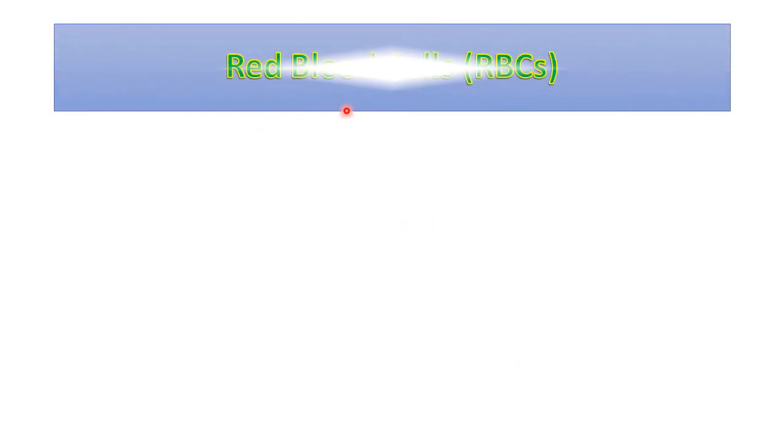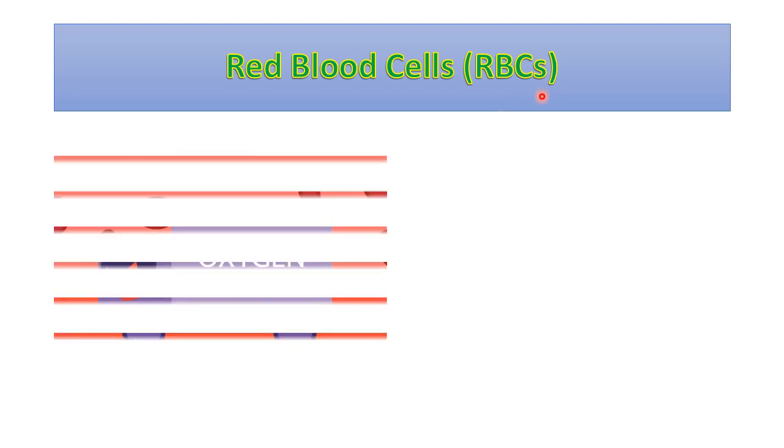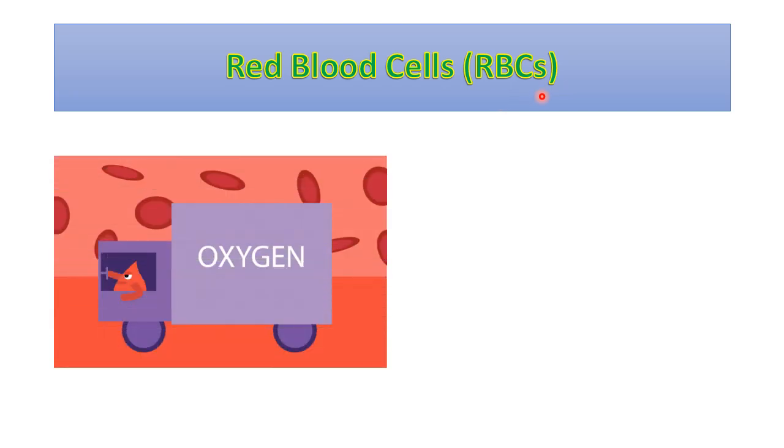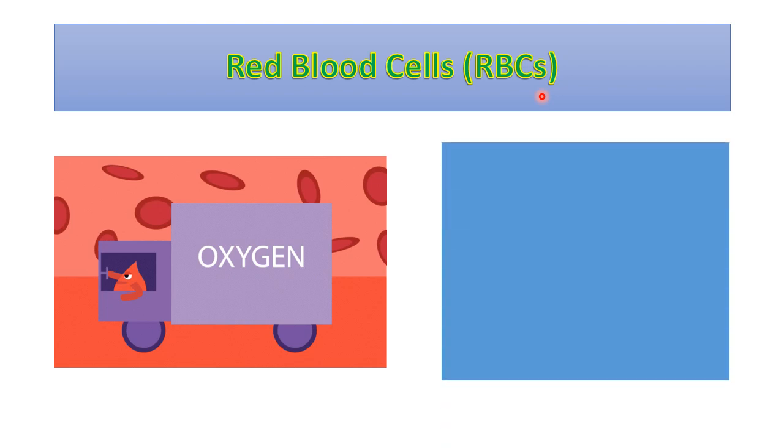Starting from the red blood cells, which are also known as RBCs, they play the major role in carrying oxygen from the lungs to the tissues of our body. The pigment present in RBCs, which is called hemoglobin, helps in carrying oxygen. It also helps in carrying carbon dioxide from the tissues of the body to the lungs.